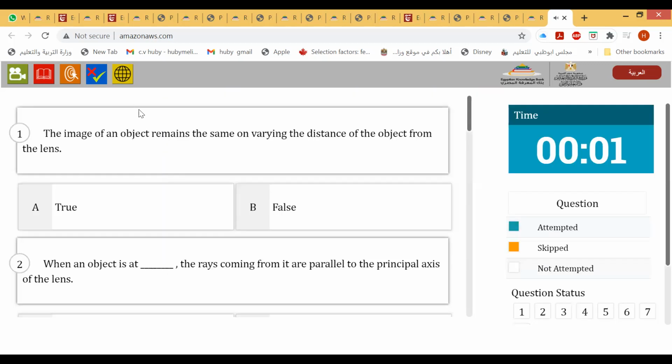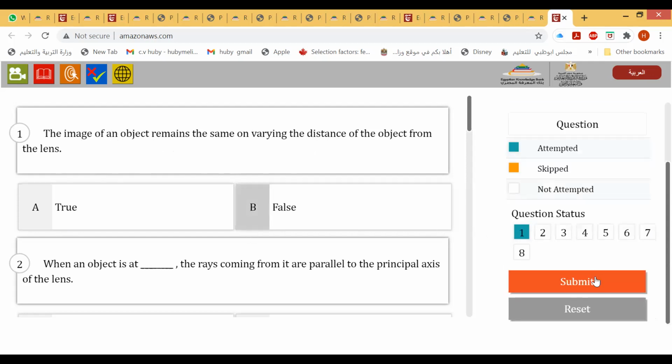Okay, let's answer some questions. The image of an object remains the same on varying the distance of the object from the lens. True or false? The image of an object remains the same on varying the distance. Meaning at any distance the image is the same? Definitely false.